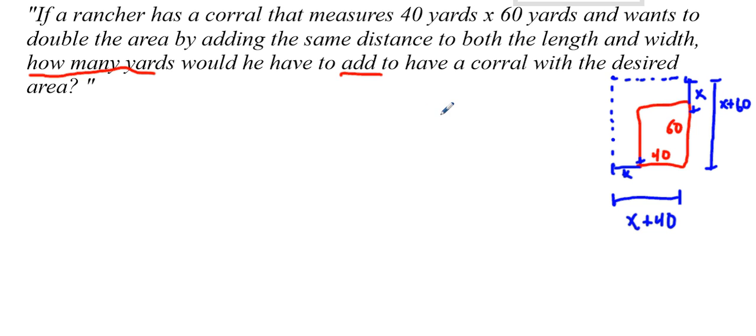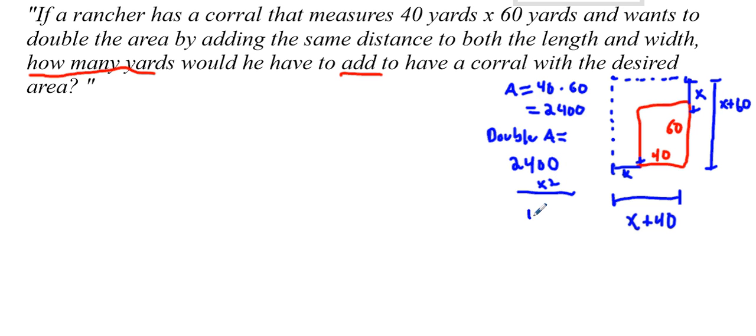All right, so it mentioned we want to double the area. Well, the current area of our problem is 40 times 60, which is equal to 2,400 square feet, or square yards. And we want to double that. So if we double the area, that's simply taking our 2,400 and multiplying it by 2, and we get 4,800. So our old corral, the 40 by 60, has an area of 2,400. Our new corral, once we figure the value of x out, will have an area of 4,800.